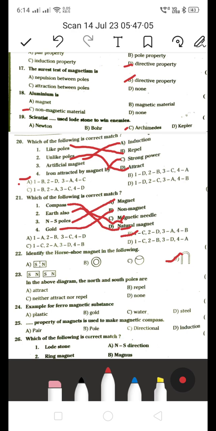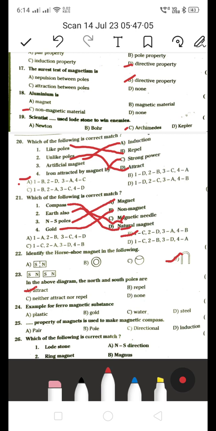Next, in the above diagram, the north and the south poles: A, attract, B, repel, C, neither attract nor repel, D, none. Which is the right answer? In the diagram, they are showing south north and south north. So the north and the south poles attract. This is the right answer.